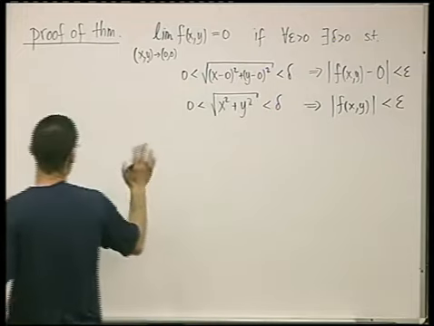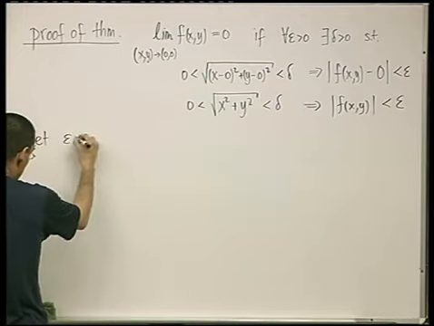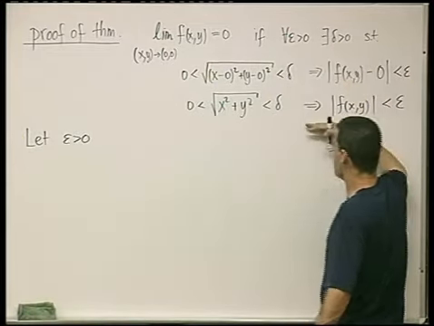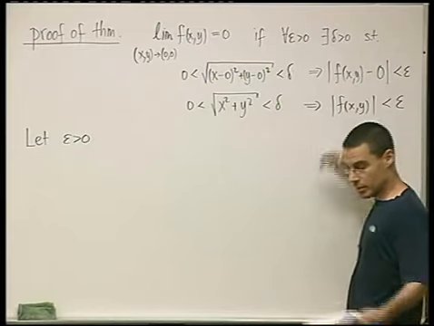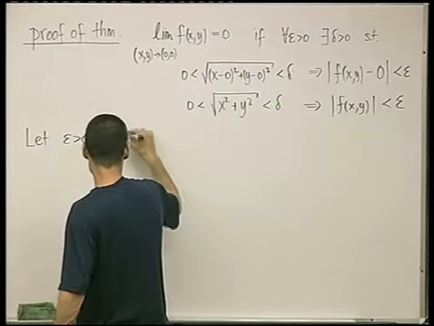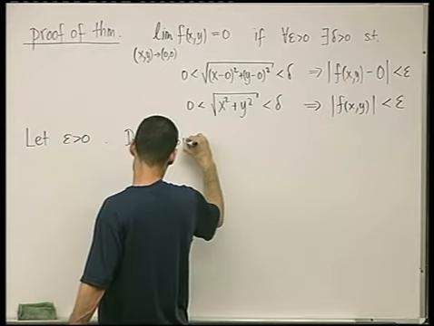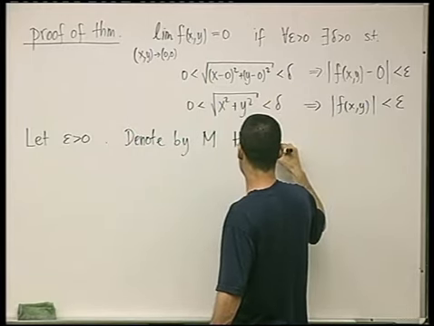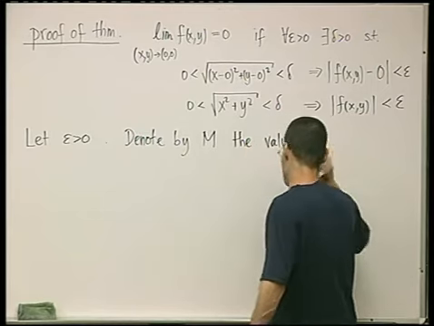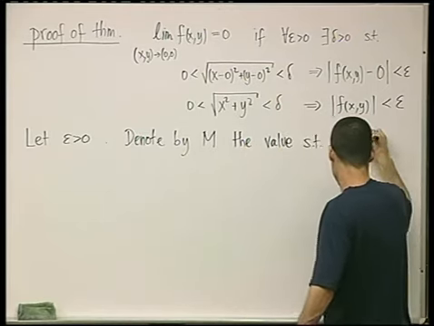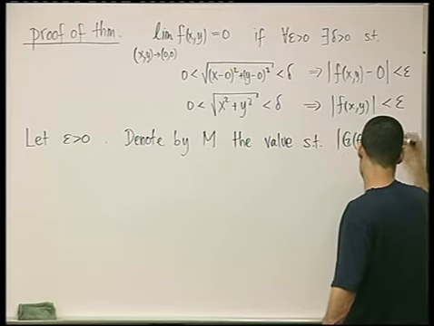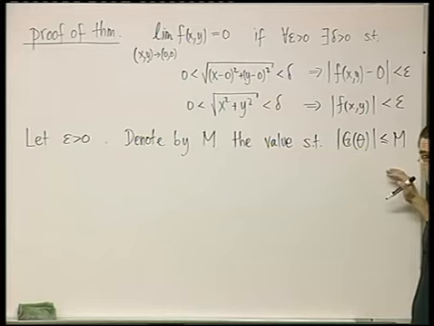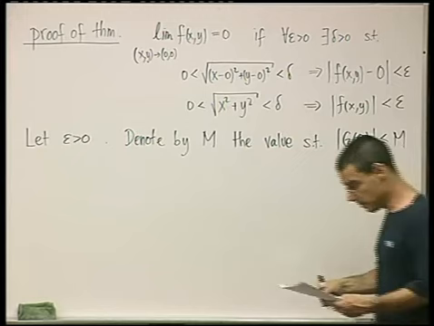So here's the proof. How do I start a proof? Let epsilon be greater than 0. Take any epsilon. I need to find a delta which guarantees this. That's how you prove it. Let's denote by capital M the bound of g, the value such that |g(theta)| is less than or equal to M. There exists such an M because g(theta) is bounded. That's what it means to be bounded. Do you agree? Okay, so that's going to be our M.